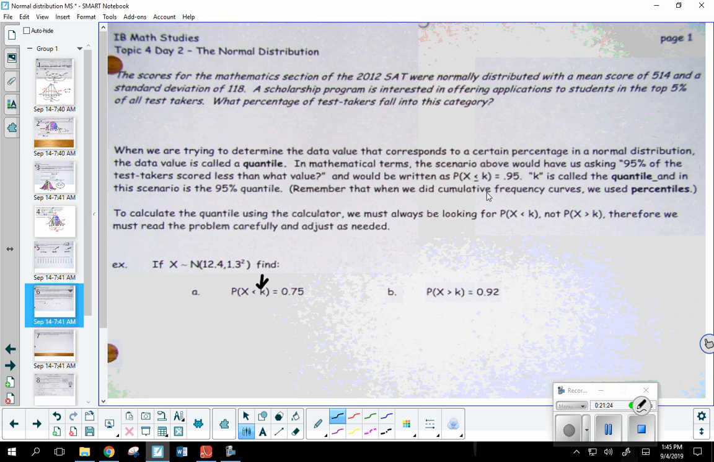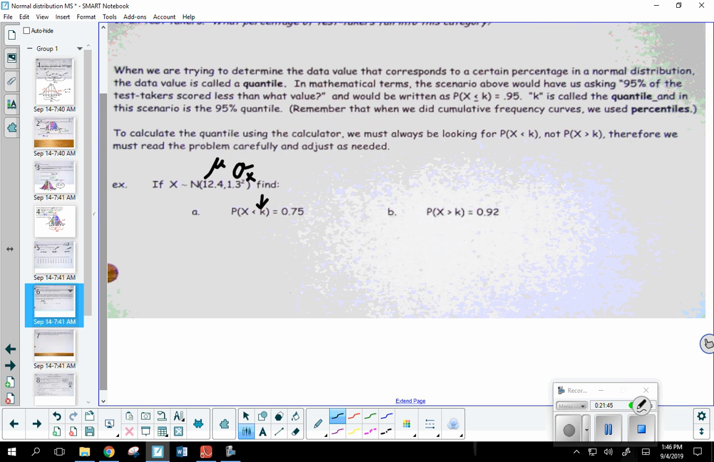Okay. Now, this means it's still the same thing. So X is normally distributed with a mean of what? So the mean is 12.4. Okay. There we go. The 1.3 squared, now with the square, remember that's the variance. So what's my standard deviation? It's just the 1.3. Okay, so there's my sigma x.